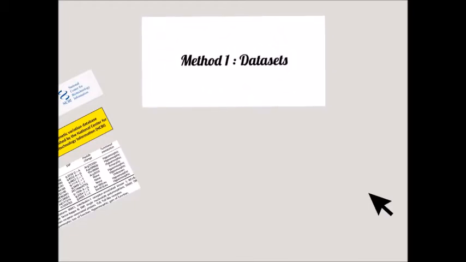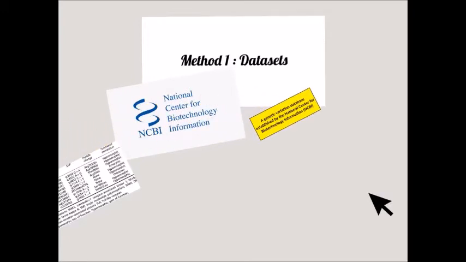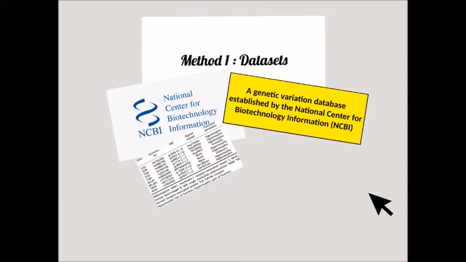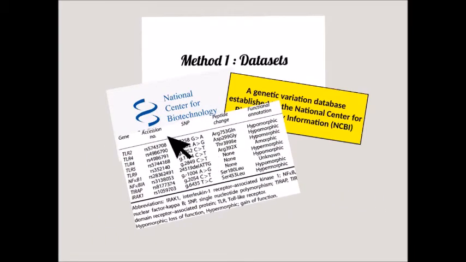The first method that I have used in my research is searching datasets. All of the information regarding the SNPs found in the human cytochrome 2C19 gene were retrieved using the SNP database. It is a genetic variation database established by the National Center for Biotechnology Information (NCBI). All of the retrieved data included the protein accession number of cytochrome 2C19, and all the SNP IDs that have been found in this gene.